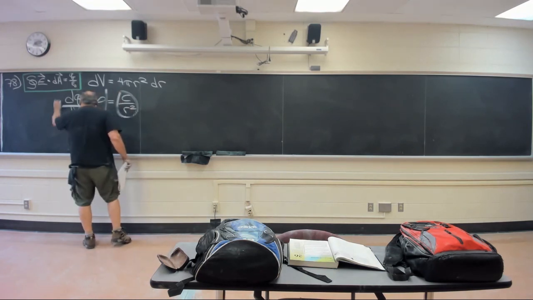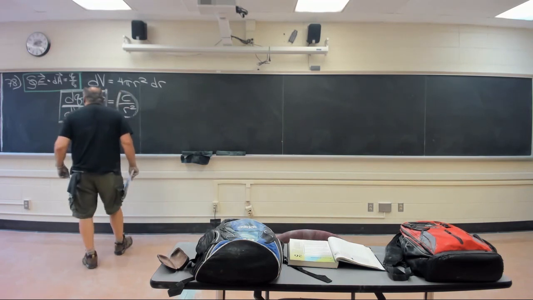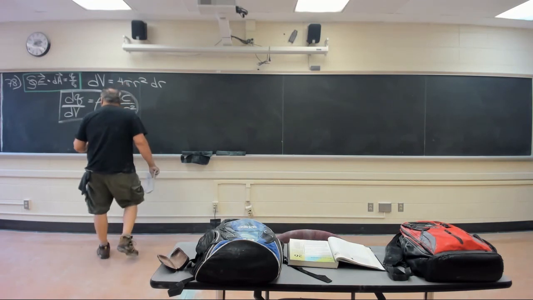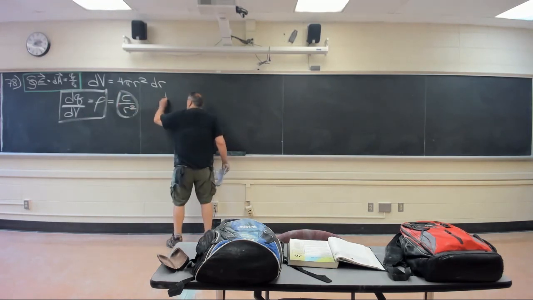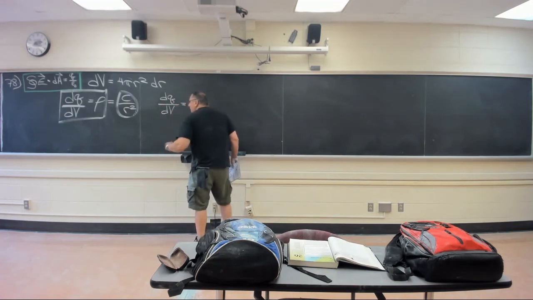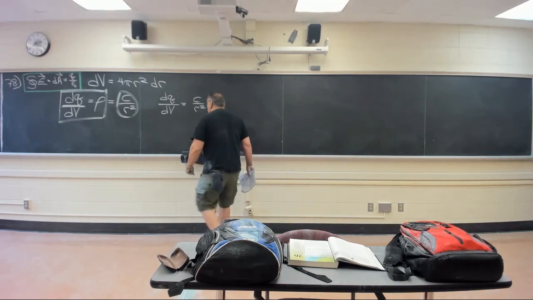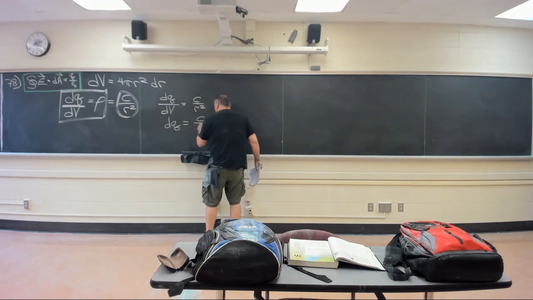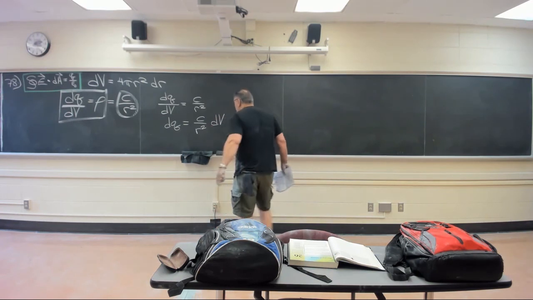There's a lot you can say. So let's try to figure out what we can say, in fact, guys. If that's what rho is, then we're talking about dq dv equals rho equals c over r squared. So dq is c over r squared dv.